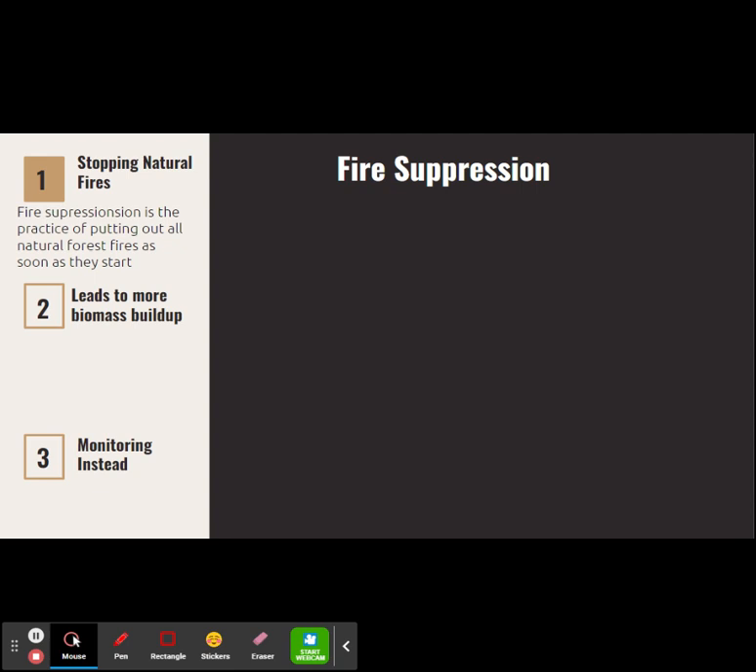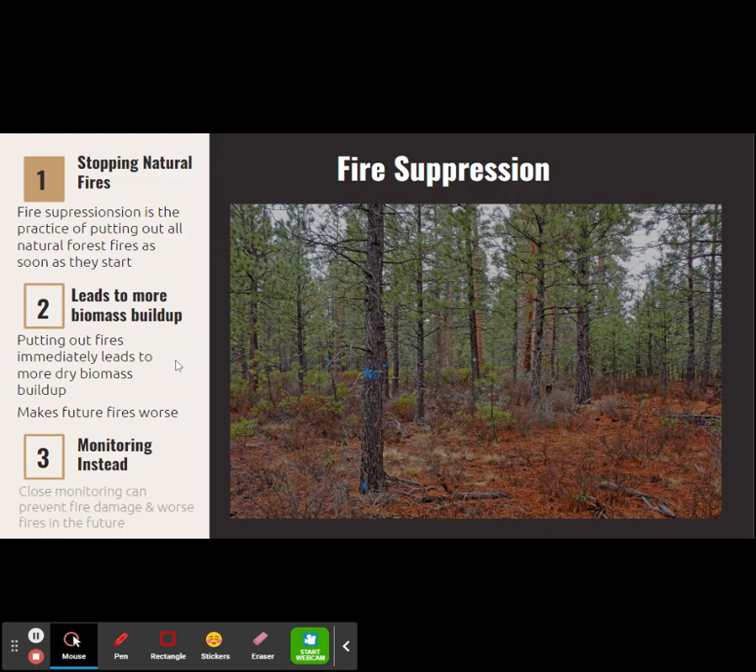So the first thing is stopping natural fires. Fire suppression is the practice of putting out all natural forest fires as soon as they start. This leads to more biomass buildup. Putting out fires immediately leads to more dry biomass buildup. Remember, biomass is just the weight of living or dead organisms. It makes future fires worse, and we want to make sure that we're monitoring instead. Close monitoring can prevent fire damage and worse forest fires in the future.